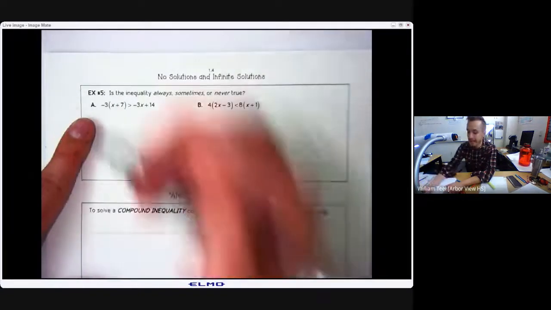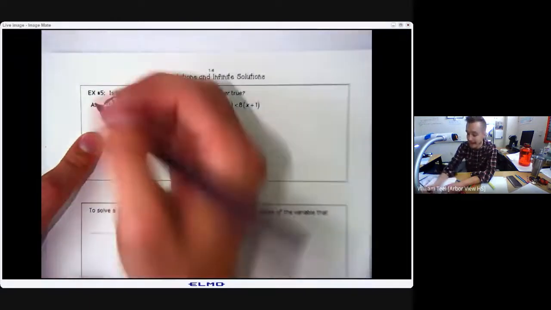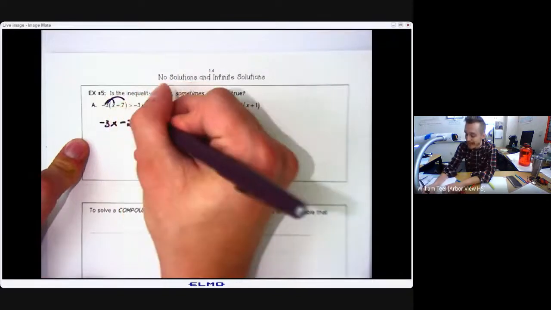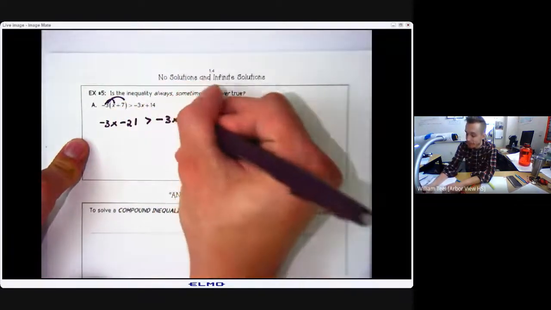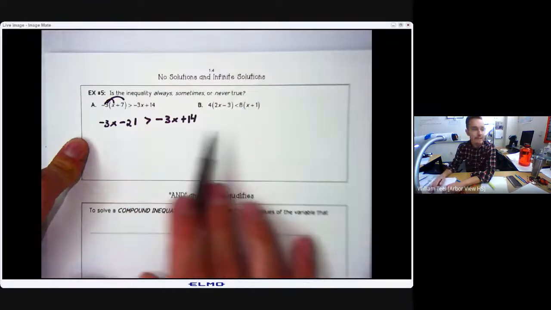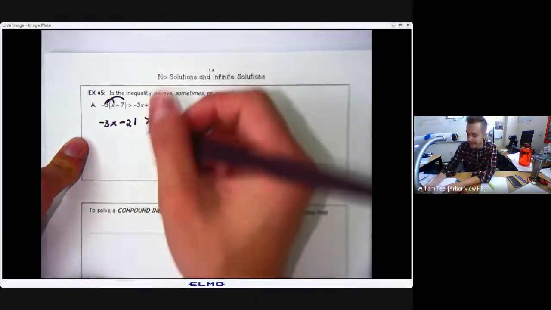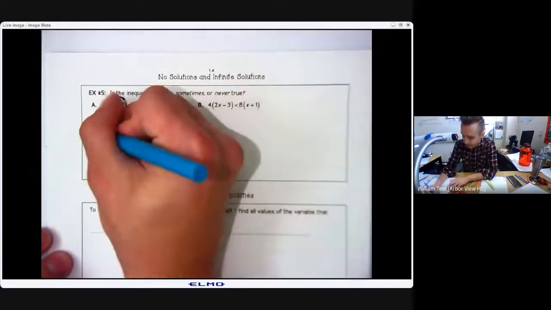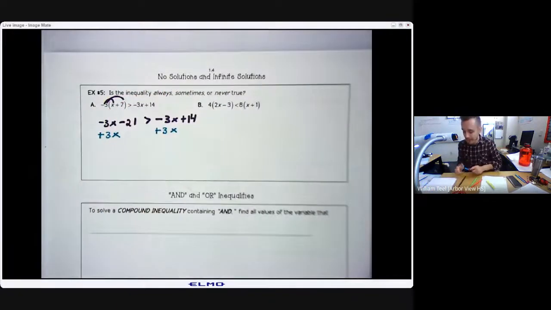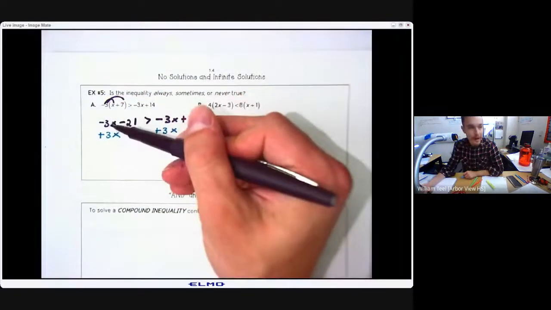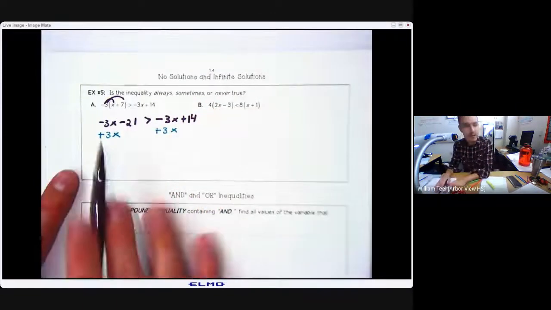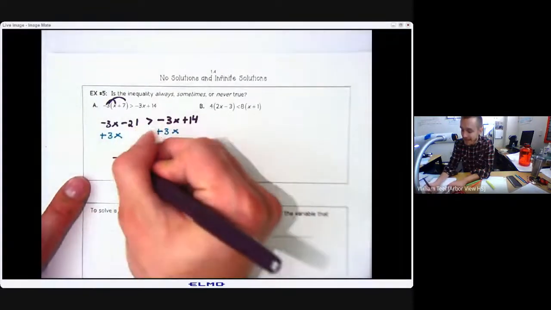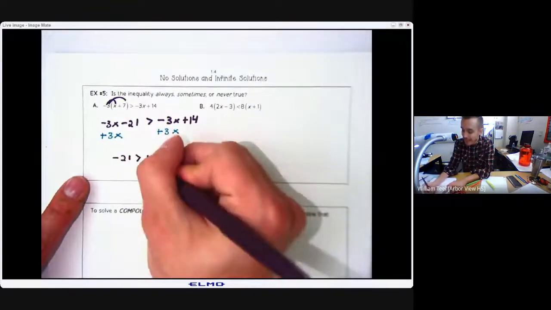So for part A, if I see parentheses, I always want to distribute that number in. I have negative 3x, and then negative 3 times 7 is minus 21. That is greater than negative 3x plus 14. Now I'm going to try to combine some like terms here, get all of my variables on the same side. I'm going to add 3x to both sides. If I add 3x to both sides, this is going to cancel, but also I have negative 3 plus 3, so this is going to be 0x on this side. Essentially, I don't even have to write it down. All I'm going to have on this side is negative 21 is greater than 14.